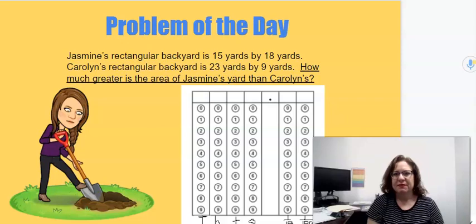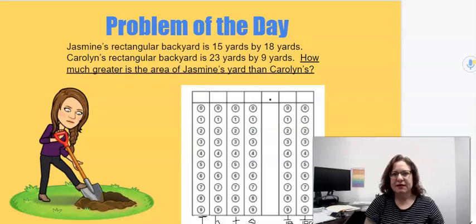Okay, our problem of the day says Jasmine's rectangular backyard is 15 yards by 18 yards. Carolyn's rectangular backyard is 23 yards by 9 yards. How much greater is the area of Jasmine's yard than Carolyn's?